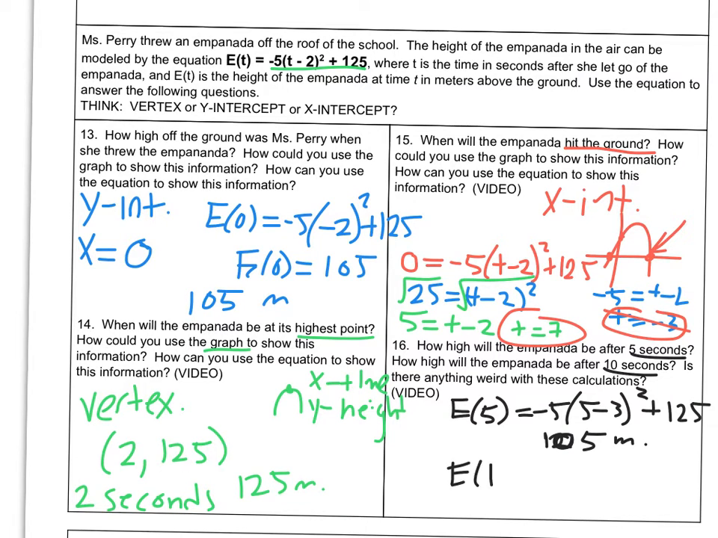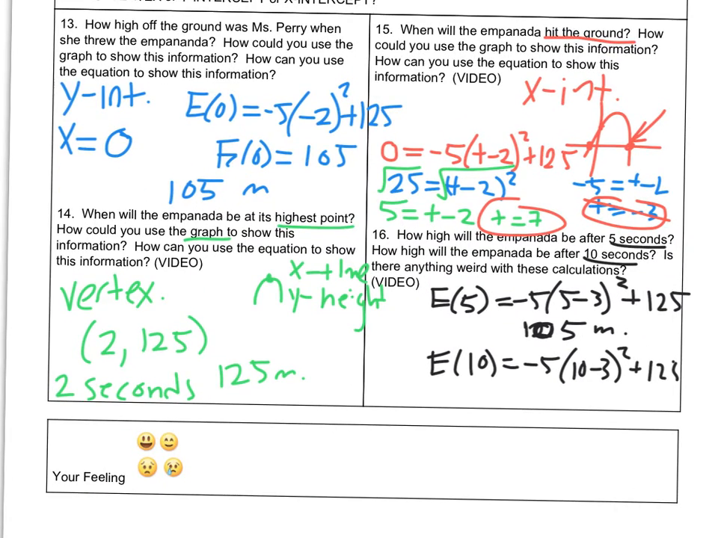And then e of 10: negative 5 times (10 minus 3) squared plus 125. When we do that out, we'd end up with negative 5 times 49, which is going to be 250. Oof, that's a big number. Minus 5, so I'm going to say negative 245. There's a pretty good chance that's wrong, but that's okay. I'm trying to do this quickly in my head. And then if I add 125, I get negative 120 meters. This one's weird because it would be below ground.